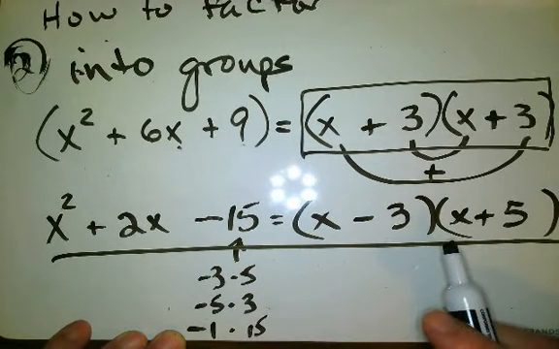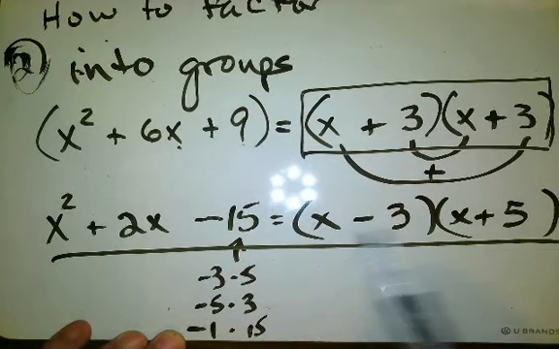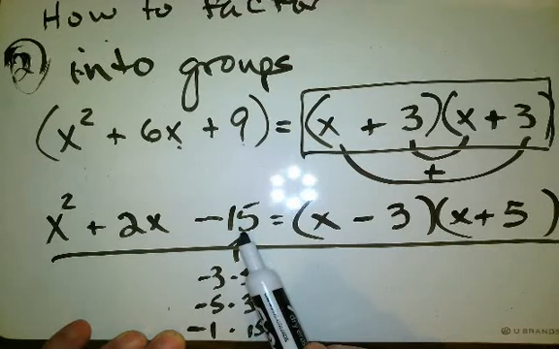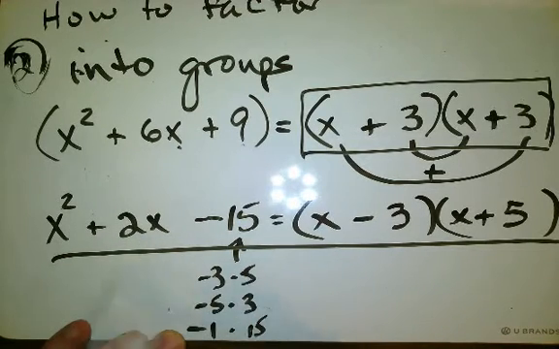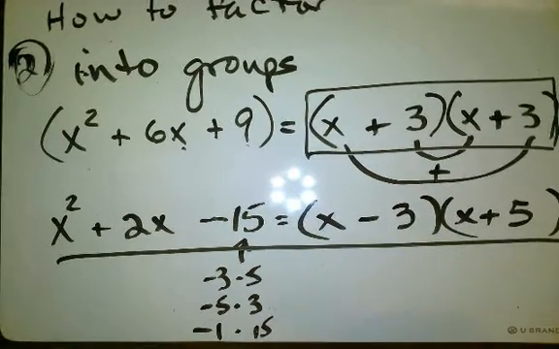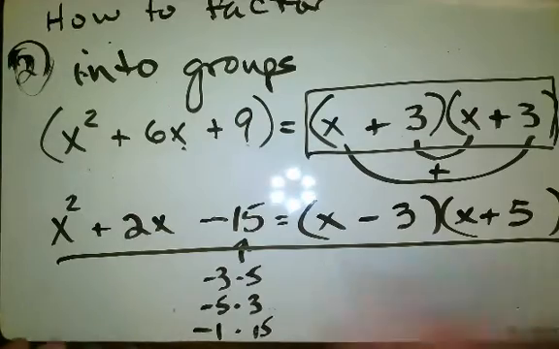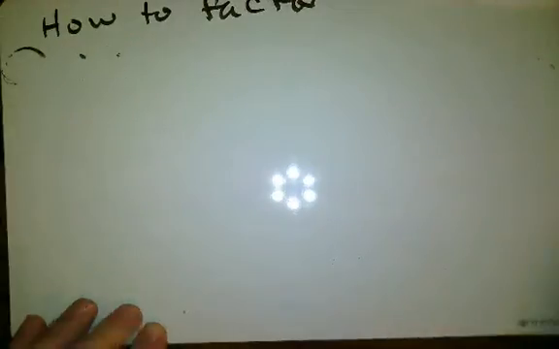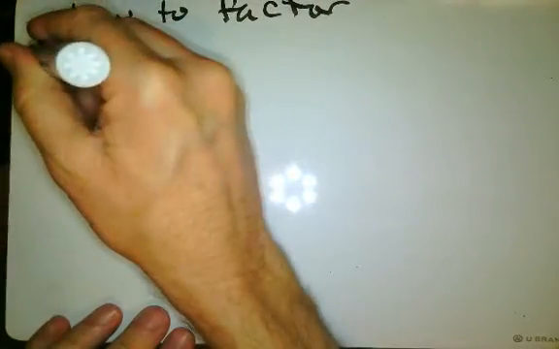That is factoring into groups. Finding numbers that multiply to be the front, multiply to be the back, and add up to be the middle. Okay? One more method, and that is a combination.